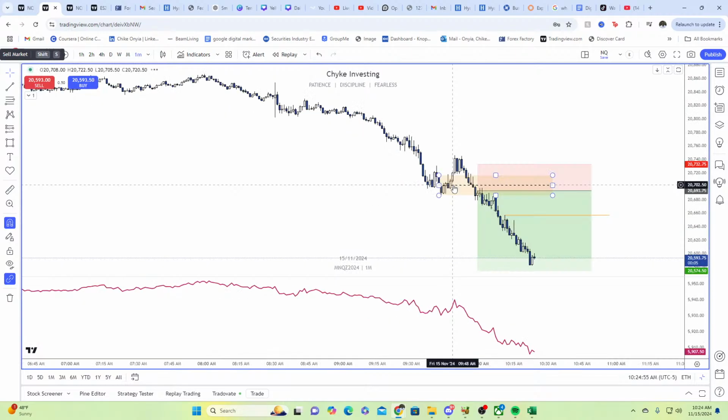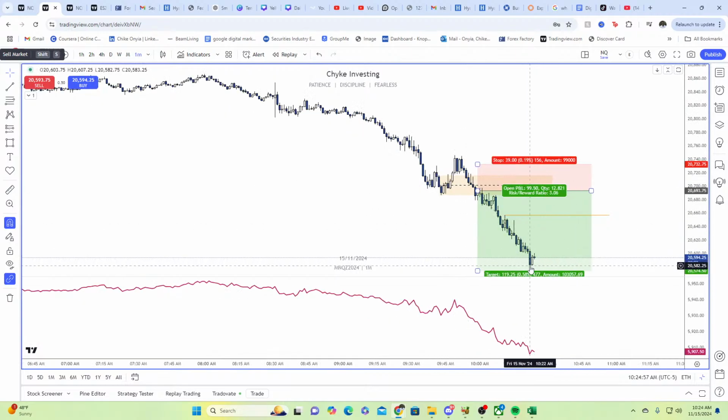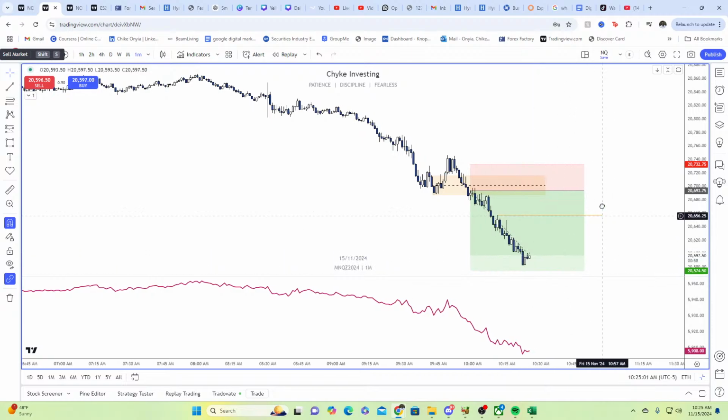All right. So right around here, I would have taken off another partial because when you get so close to your final target, you don't want to be greedy. Basically you're pretty much capturing the whole thing right here, right? There's that.